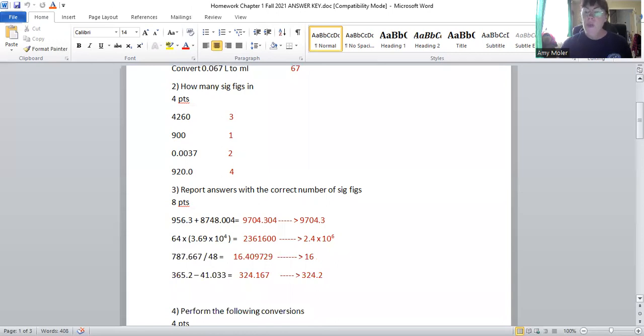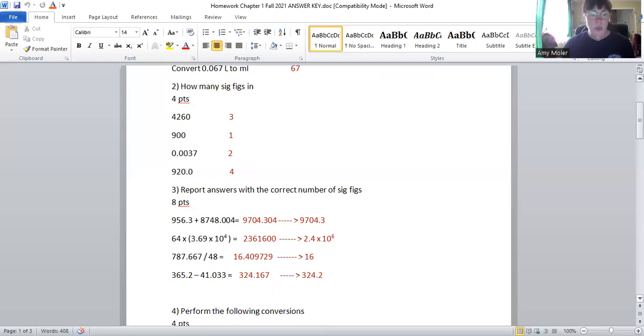Then we have sig figs in calculations. And I did make an effort not to mix and match the 2 rules. There is the adding subtracting rule, which is least number of decimal places in your final answer. And there is the multiplying dividing rule, which is least number of sig figs regardless of decimal points.